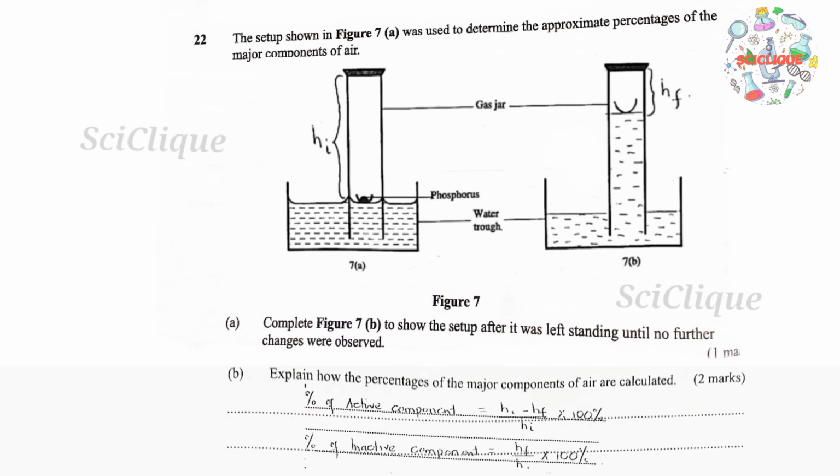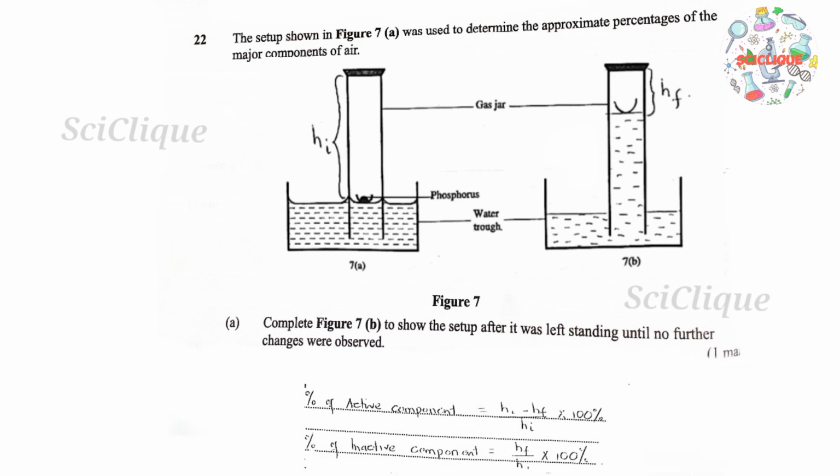So we are going to use the formula: percentage of air by volume used up equals height of air used over the initial height of air multiplied by 100. Now, the height of air used can be given by HI, which is the initial, minus the final, and then of course over the initial multiplied by 100. So that is it. Now if we want to calculate the percentage of the inactive component, this is the component that was there at the beginning and at the end. It remained unchanged. We can simply go to HF, which is the inactive part, over the initial HI multiplied by 100.